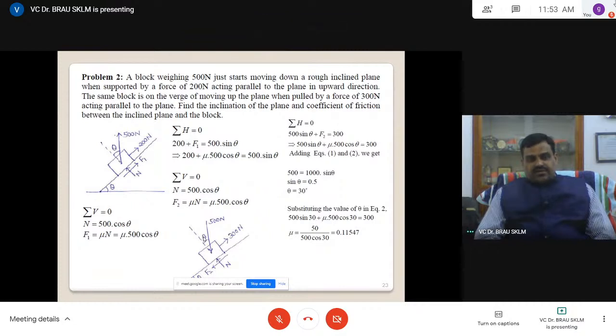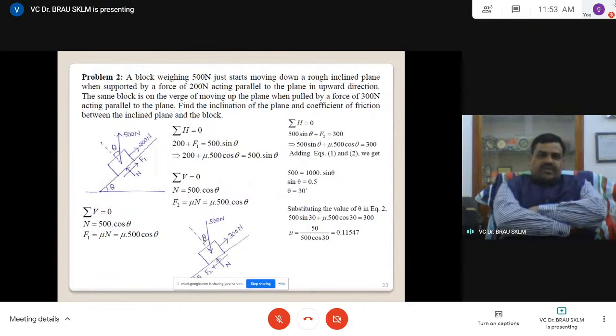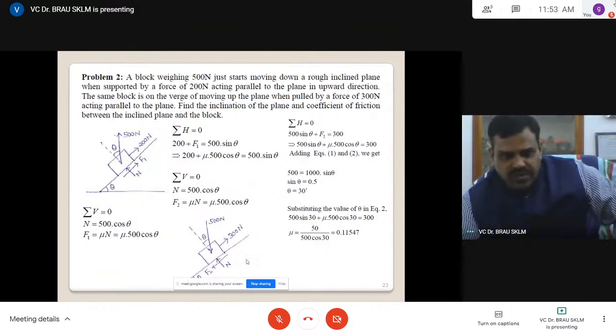Now, input data is, now let us see. First, input data is the weight of the block, given as 500 newtons. And the force parallel to the plane is 200 newtons in one case, and 300 newtons in the other case. That is the data. Now we have to determine the inclined plane angle as well as the coefficient of friction. Okay. Now draw the free body diagram. So this is the free body diagram. 500 newtons downwards.